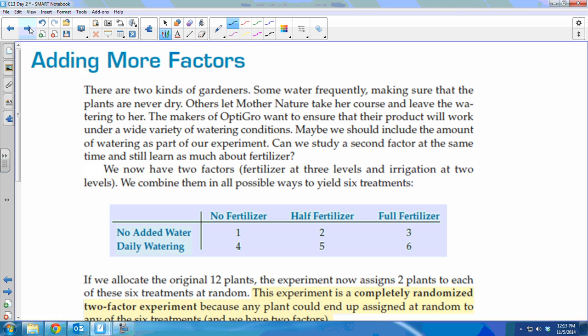And if you start adding more factors, we'll do some more later. The biggest we'll probably do in here is a 2-factor experiment. The more factors you add, the more combinations you have, so the more treatments you have.